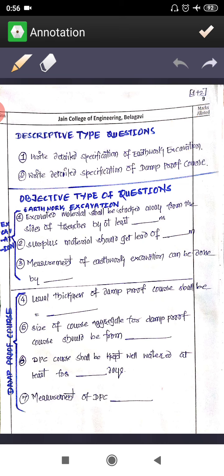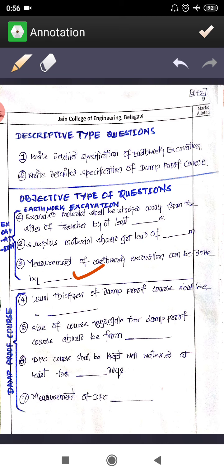And if you want to know the objective type questions, the first one is: excavated material shall be stacked away from the side of the trench at least 2 meters. Surplus material should be laid to a lead of 100 meters. Stacking should be of 2 meters, and the lead will be of 100 meters. Then measurement of earthwork is a cubic meter quantity, so length into width into depth you are going to take here.